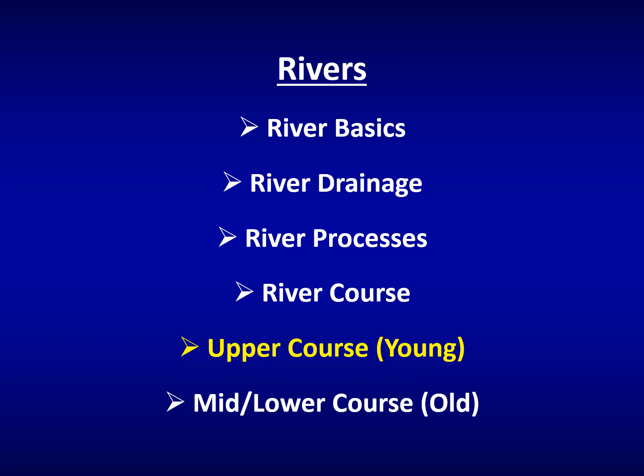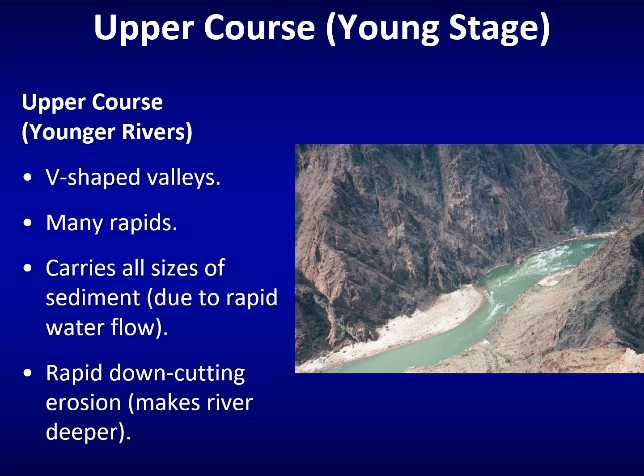Let's start with upper course, sometimes called the younger portion of the river. Upper course features are formed because the river is moving very fast. There are steep gradients in these areas, and so the river carves out V-shaped valleys with the fast-moving water. You'll see rapids very commonly. Because the river is moving so quickly, it's got a lot of energy. It'll carry all sizes of sediment, and it rapidly downcuts, which makes the river deeper and deeper, and thus creates those deep V-shaped valleys.